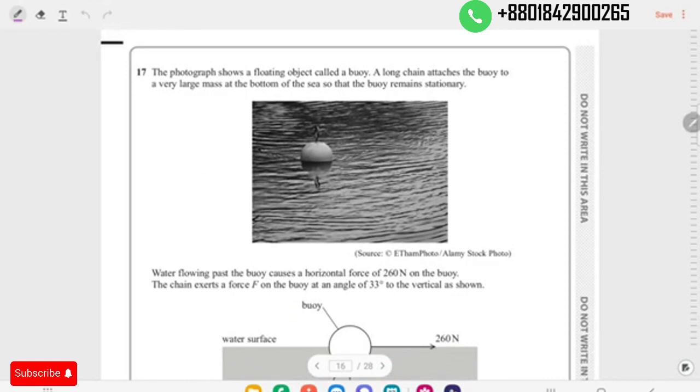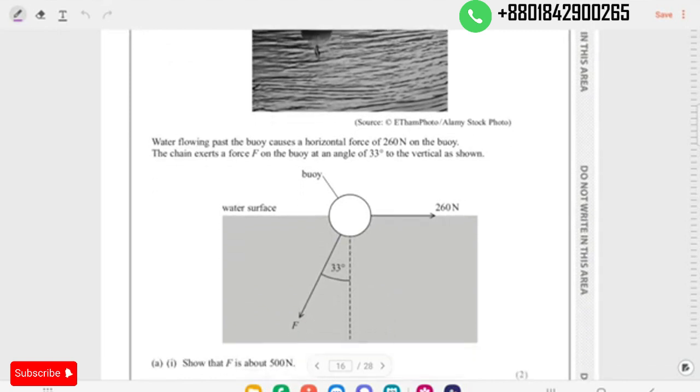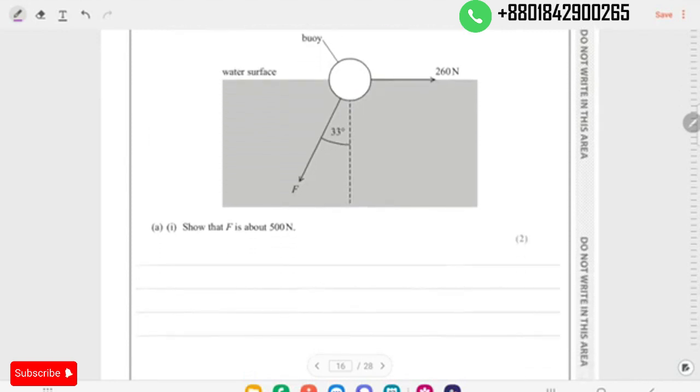The photograph shows a floating object called a buoy. A long chain attaches the buoy to a very large mast at the bottom of the sea so that the buoy remains stationary. And the water flowing past the buoy causes a horizontal force of 260 Newton on the buoy. The chain exerts a force of F on the buoy at an angle of 33 degrees to the vertical. So show that F is about 500.